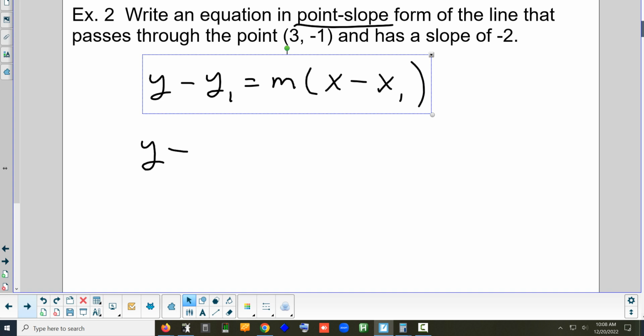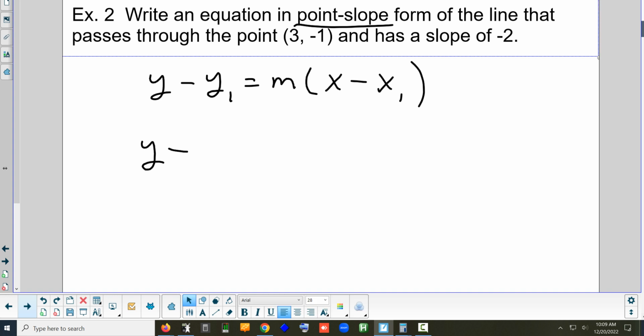The next thing I need is y1. Y1 is something we have to fill in. Anybody tell me what number is y1 there? Yep, -1. So be careful when you write this. You have a minus from the formula, and then we have another minus from the -1. Okay, we'll deal with that in a second. So it's y minus y1. Put our equal sign.